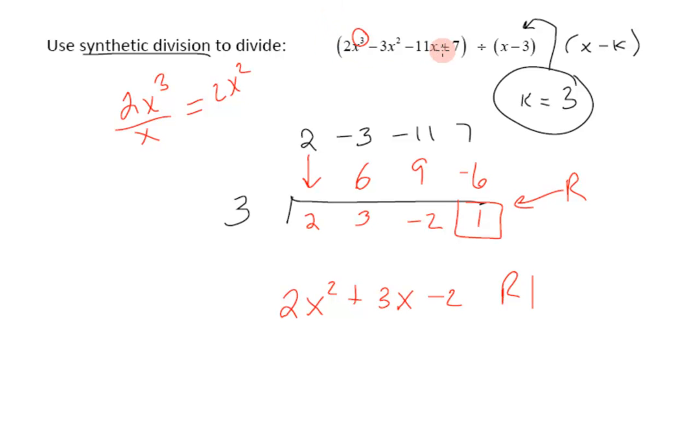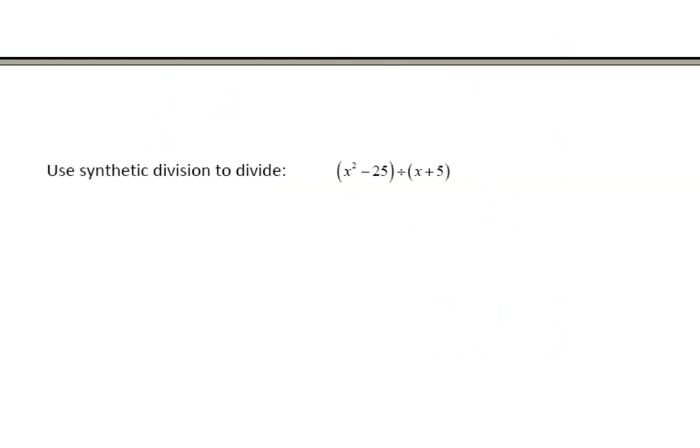So here we go. This polynomial divided by x minus 3 is equal to 2x squared plus 3x minus 2. The same thing that we got with longhand division, but it's a lot quicker. Let's look at another example.